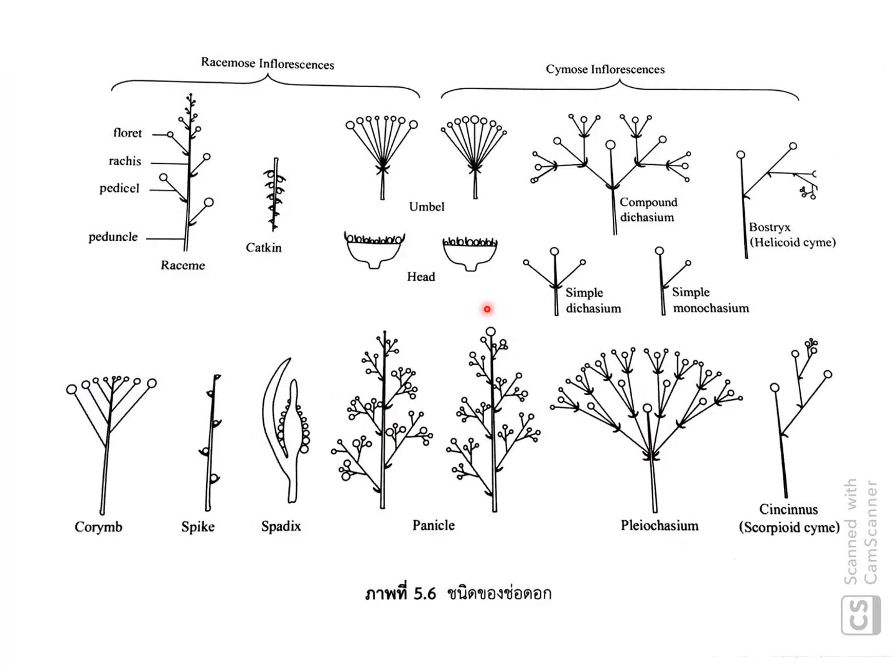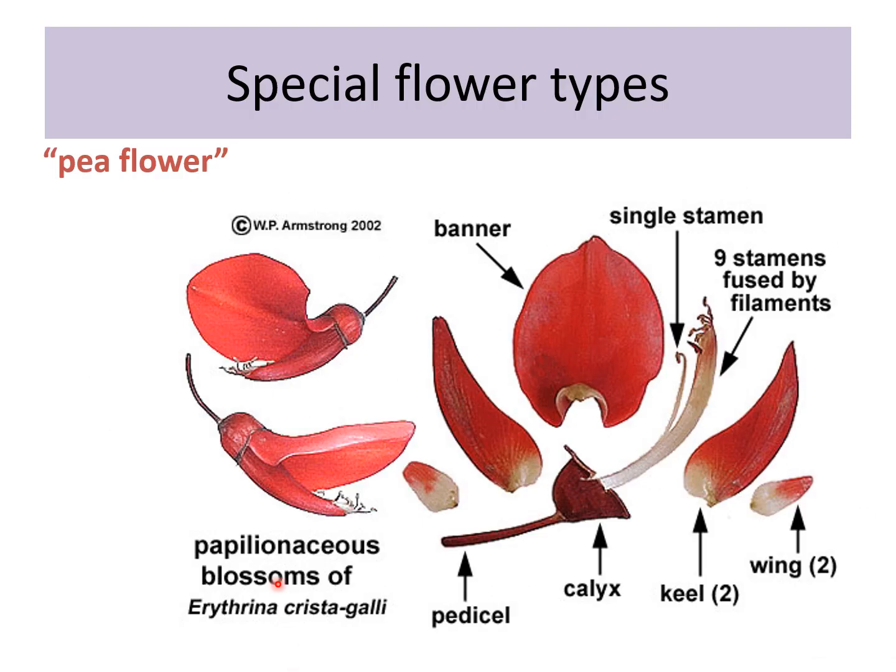And this is the summary. The diagram shows you the summary of the racemose type inflorescence and the cymose type inflorescence. And the last topic is the special flower type. The first type is the papilionaceous flower that we usually find in the pea flower because the flower looks like a butterfly.